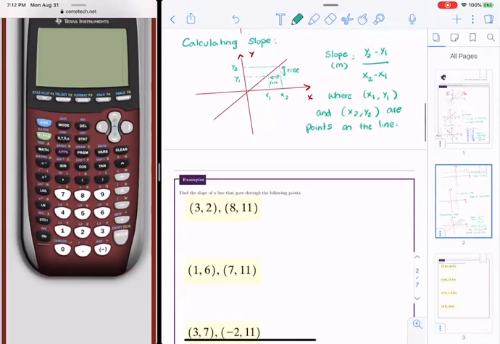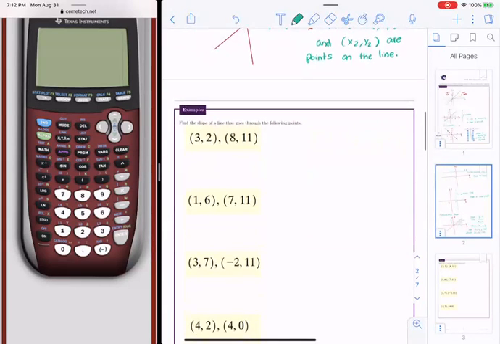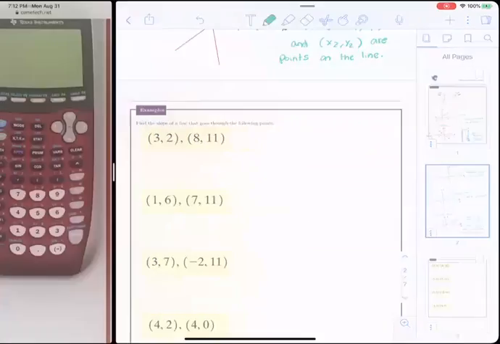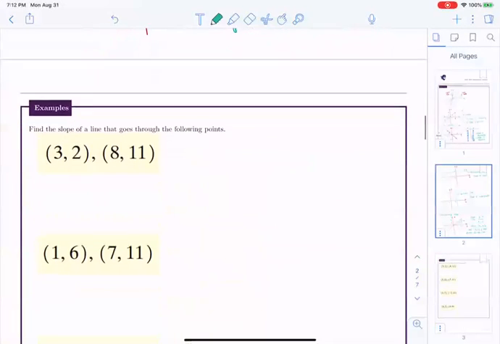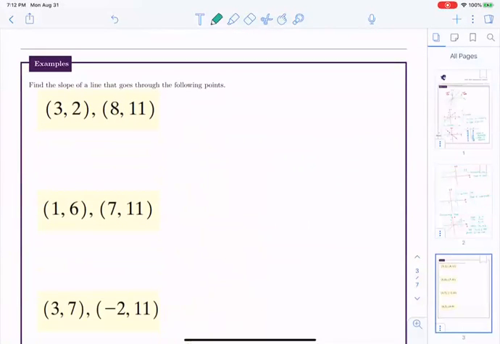So here are a few problems. We have to find the slope of a line that goes through the following points. Now, it really doesn't matter which coordinate pair you call x1, y1, as long as you keep the x and y together in the same pair. I like to call the first one x1, y1 and the second one x2, y2. So what is the slope?